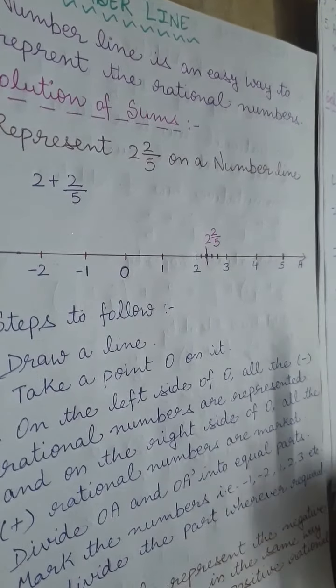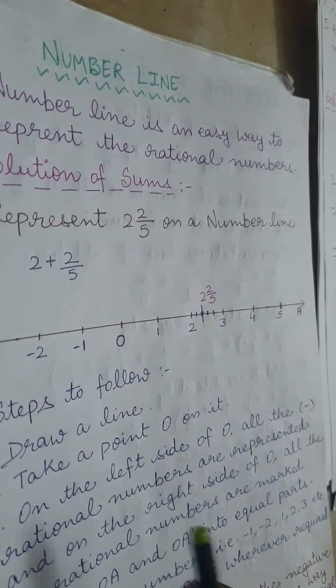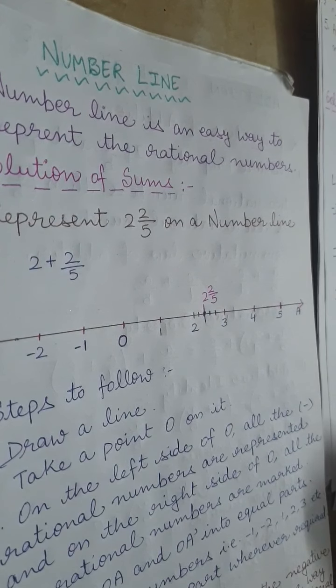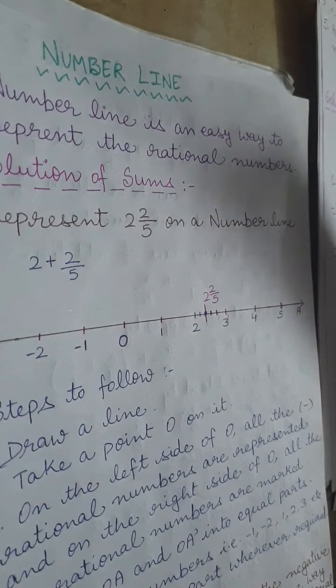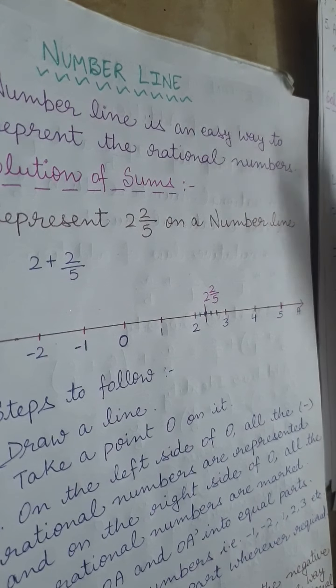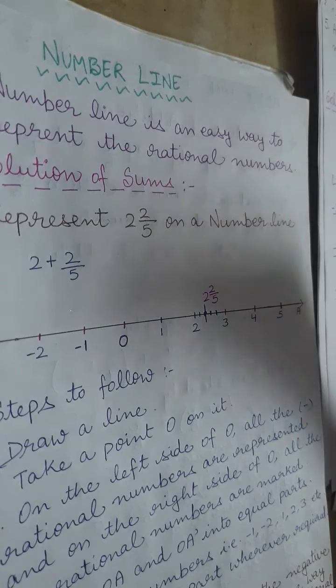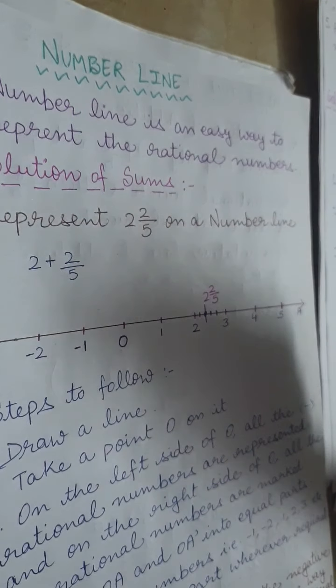What is the next topic? The next topic is number line. Number line is a very easy method to represent rational numbers, whether they are positive or negative.